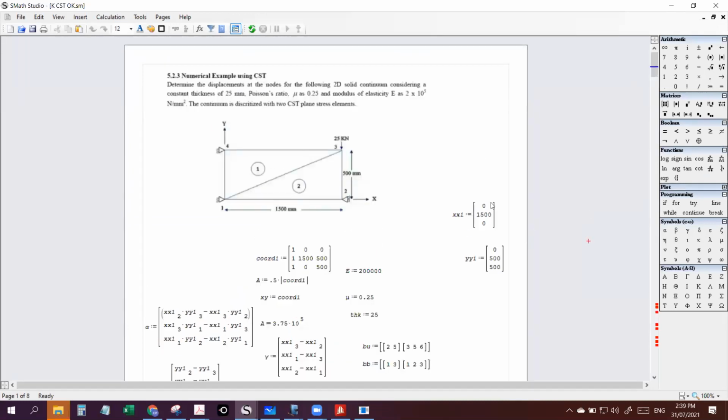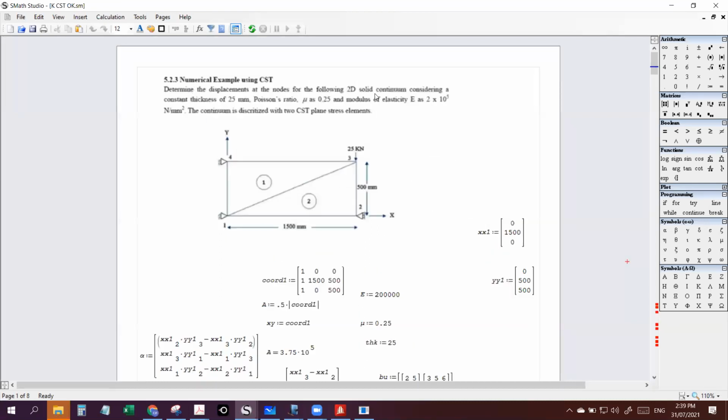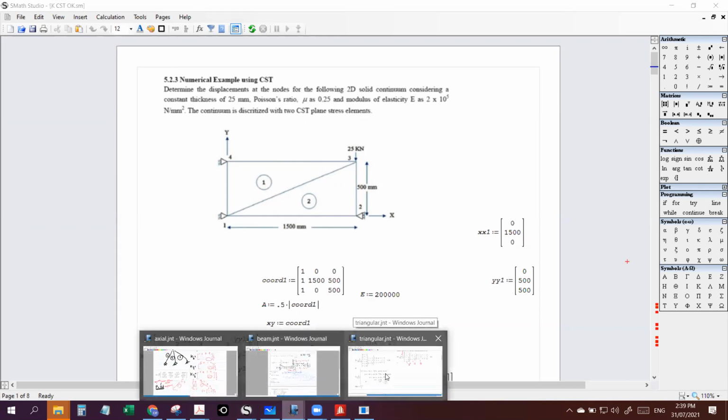So for example, the problem here is to determine the displacement at the node for the following 2D solid continuum considering a constant thickness of 25 mm, Poisson ratio mu as 0.25, modulus of elasticity 2 times 10 raised to 5 megapascal. So discretize with 2 CST plane stress elements. By the way, kaya siya tinawag na CST is constant strain triangle.